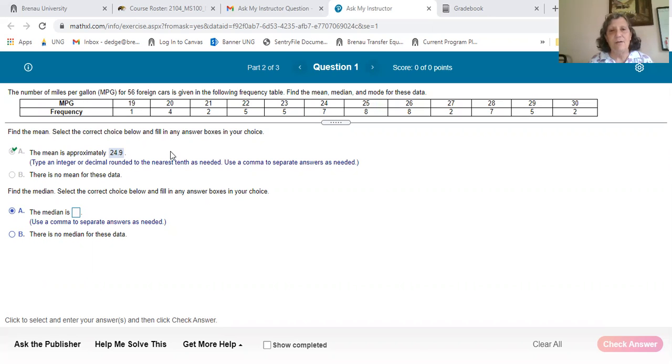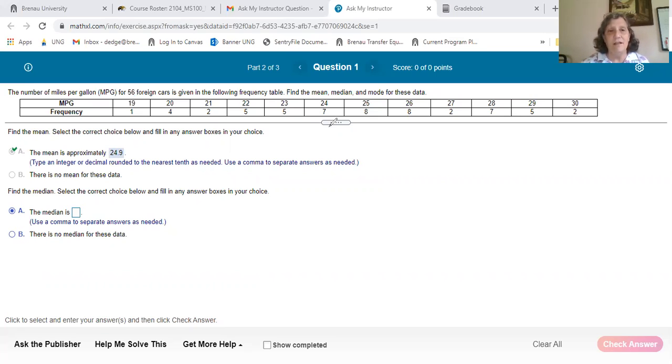In a frequency table, they have gone through and taken all of the list of raw data and figured out how many of the data elements are the same, and then grouped them together. So this frequency table means that there was one car that got 19 miles per gallon. There were 4 cars that got 20 miles per gallon, 2 that got 21, and so on.